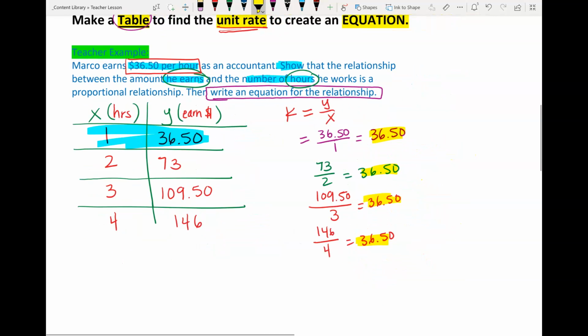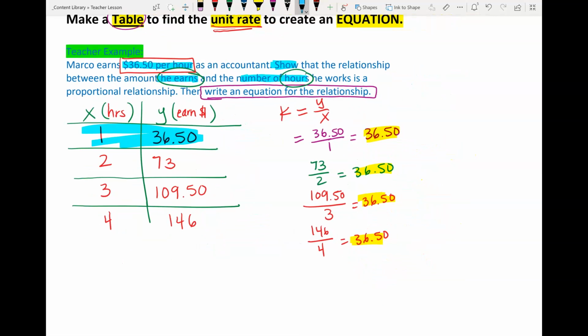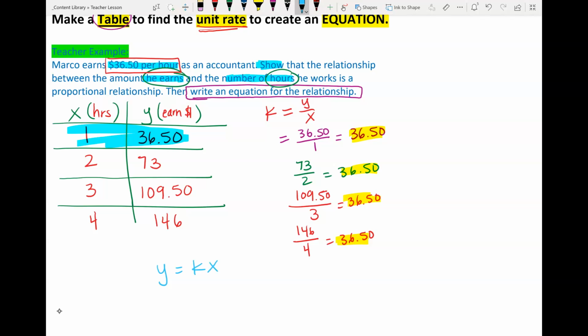Now let's create an equation. And the equation is Y equals KX. K is equal to the unit rate. So we will write our equation as Y equals K times X, where X is the number of hours and Y is the earnings.